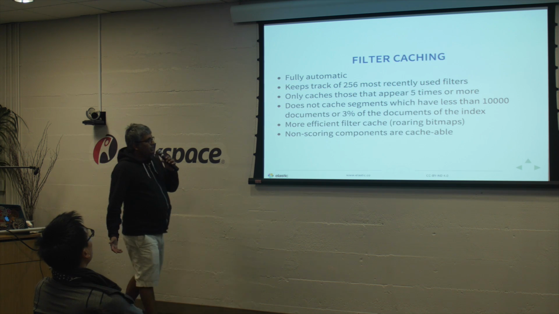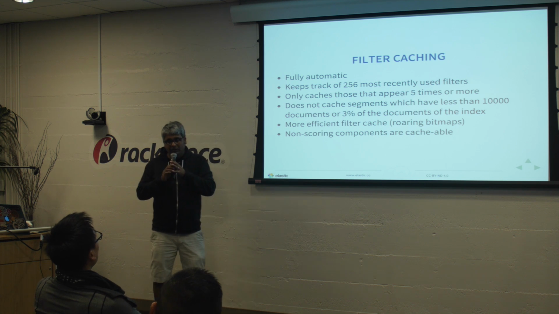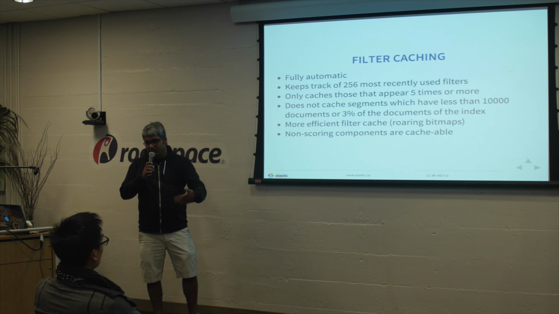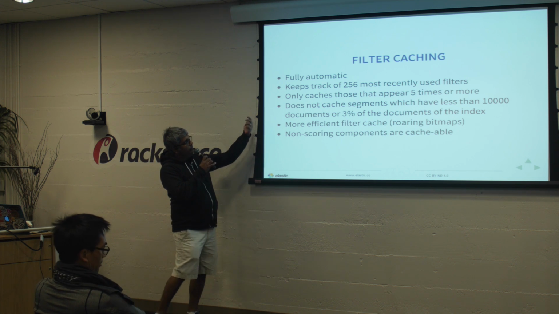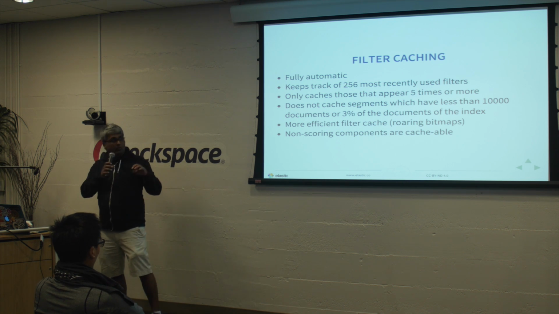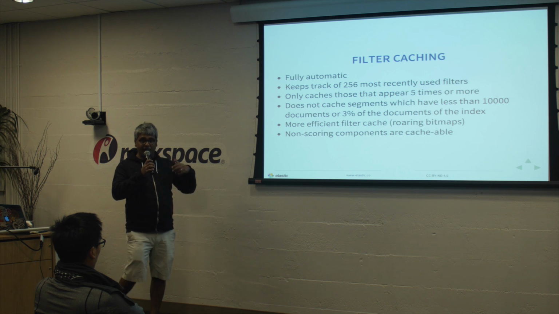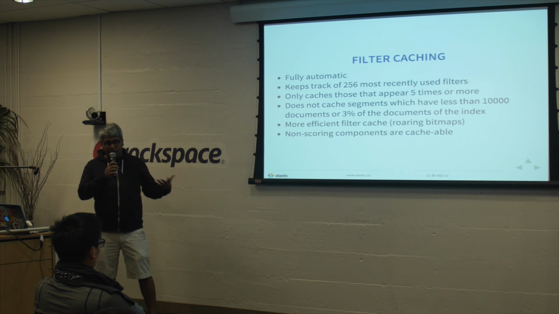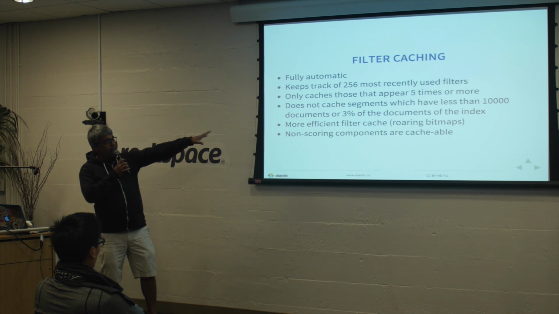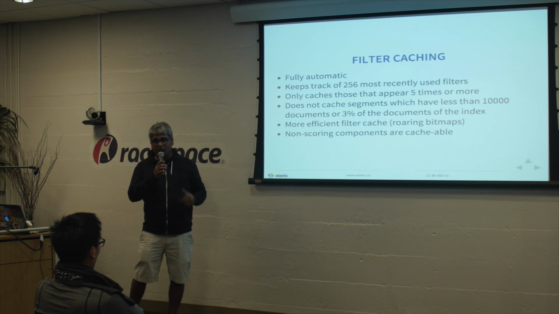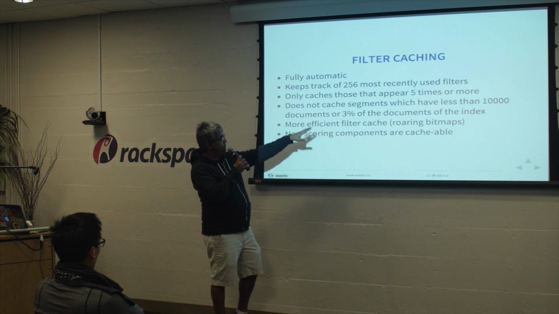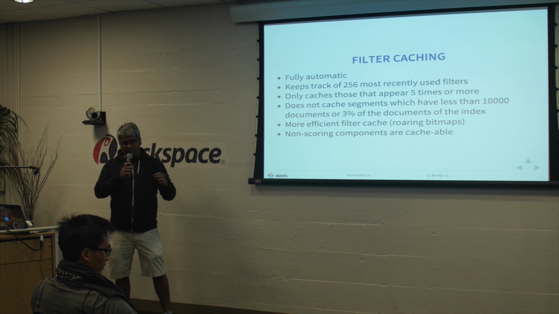Okay. Filter caching. Filters were always cacheable, except with 2.0 now, we have made the management of the cache automatic. So the key things to remember are that Elasticsearch will keep track of the 256 most recently used filters. If a filter appears 5 or more times in that list, it'll cache it. And there are some exceptions, because sometimes it's faster to run the filter than to go to the cache. So it tries to account for those with these 10,000 documents or 3% exceptions.